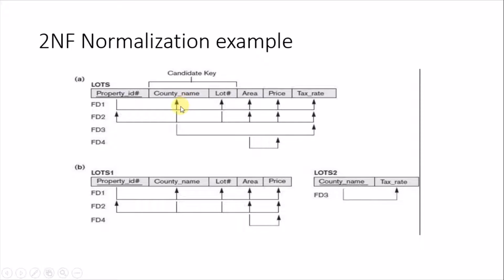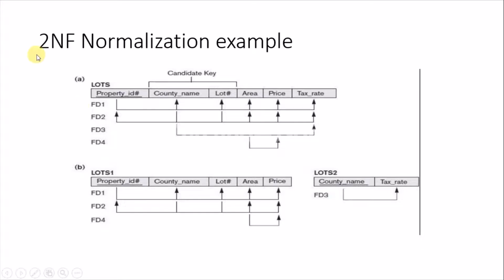That is, this non-prime attribute tax rate is dependent on county name, where county name is only a prime attribute. It is not a key. It is a prime attribute only. So that is actually a violation of 2NF. So what we can do is convert this into 2NF. For that we can use decomposition.